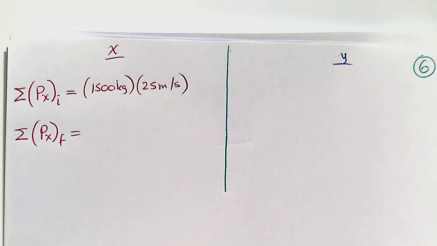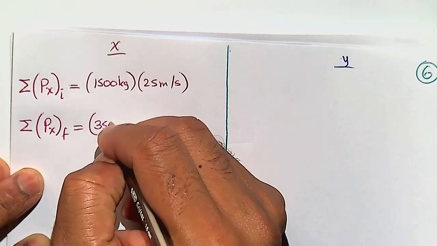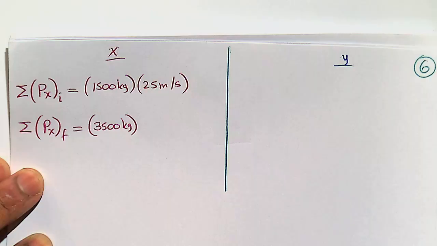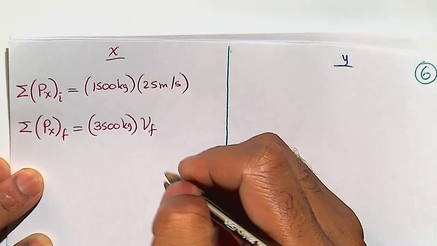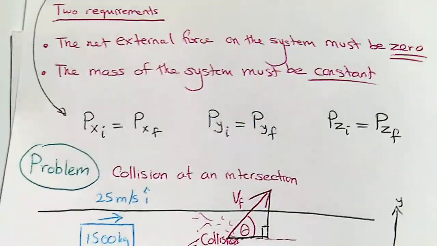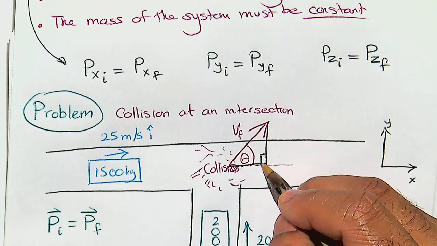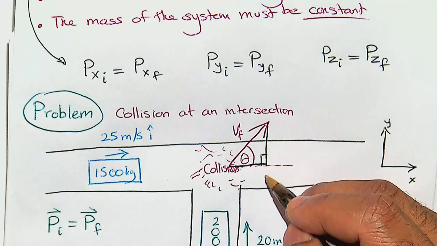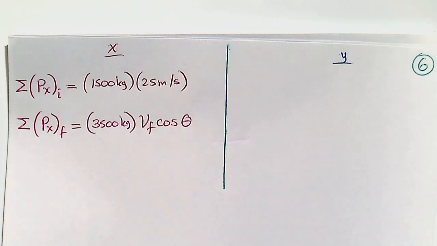For the final momentum, when they stick together, you add up all their masses, right? 3,500 kilograms. The x component of the velocity is Vf, the final magnitude of the velocity, cosine of that angle. So when you have this, what is this side of this right triangle? That's the cosine part, right? Vf cosine of theta, adjacent side. That's right here. Now, we have all the x components, right?